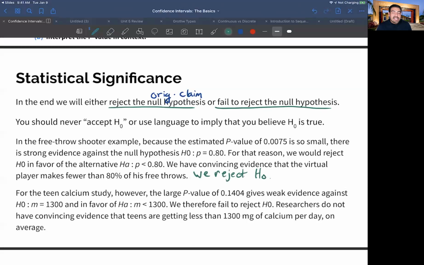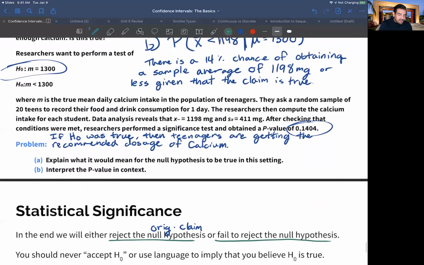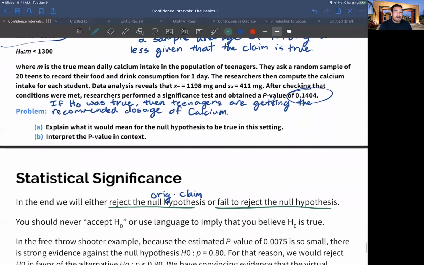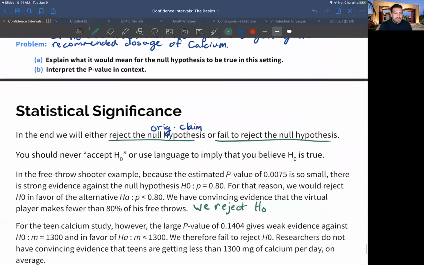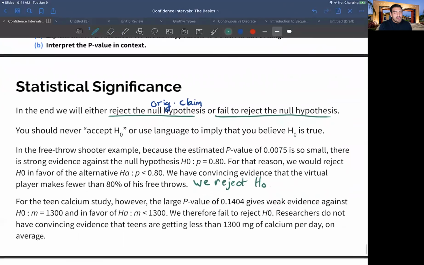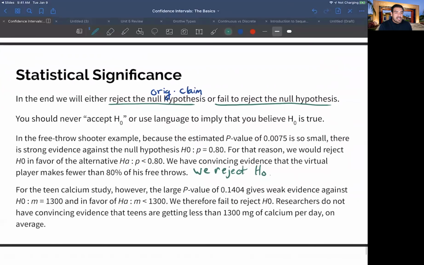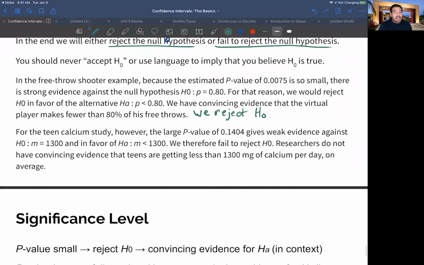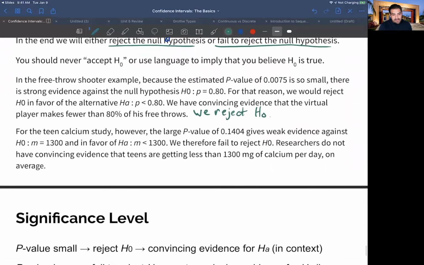For the teen calcium study, the one that we just did, there was a 14% chance of getting the sample that we got. So would you reject the original claim, or would you fail to reject that original claim? What is the marker? What is the cutoff, right? So here we're going to fail to reject, and I'll tell you the cutoff number right now. That all has to do with the significance level.